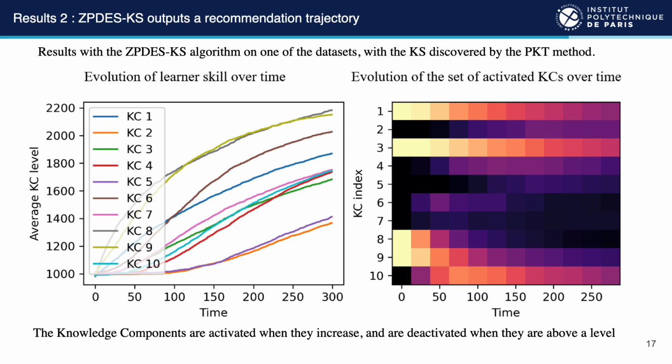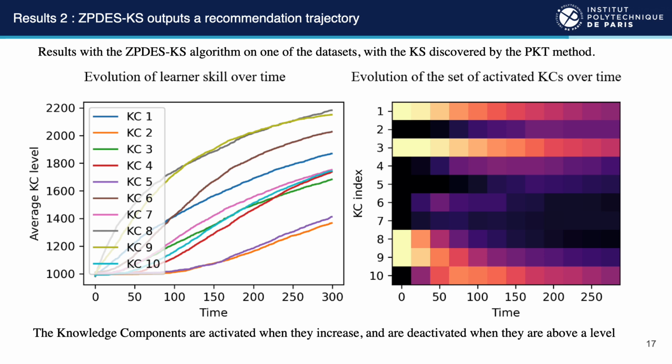So on the left, we have the evolution of learner skill over time. So here we have 10 skills that are estimated. So we have the average level on the y-axis, and the x-axis represents time, the number of exercises trained. And we can see that all KCs increase, so we train and the student learns on all skills.